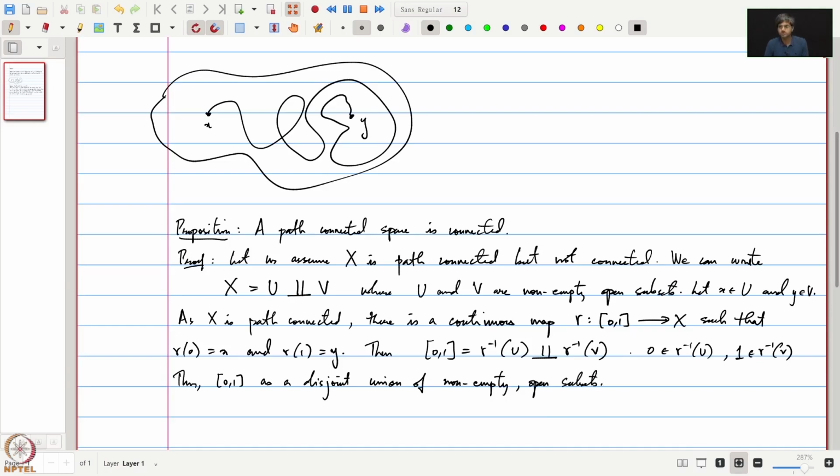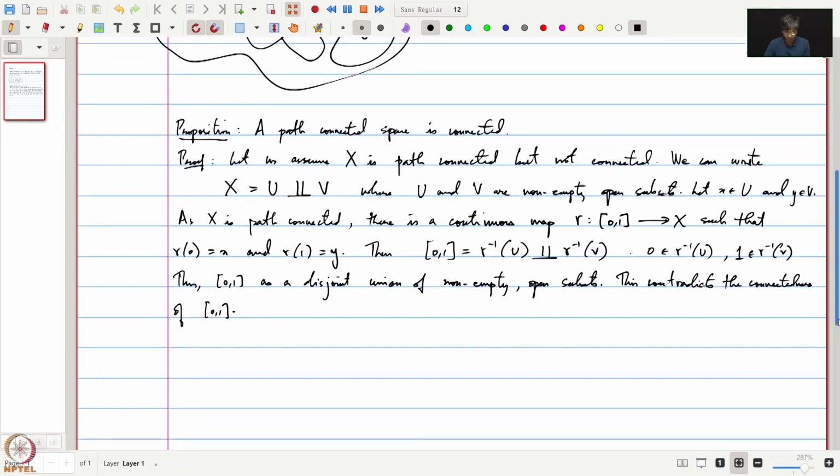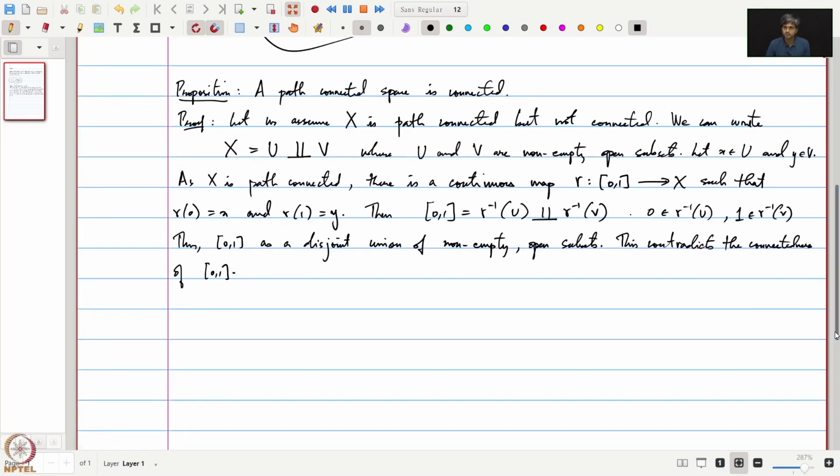They are open because gamma is continuous, and therefore the inverse image of an open subset is open. So this contradicts the connectedness of [0,1]. Okay. So a path connected space is connected. So this completes the proof.